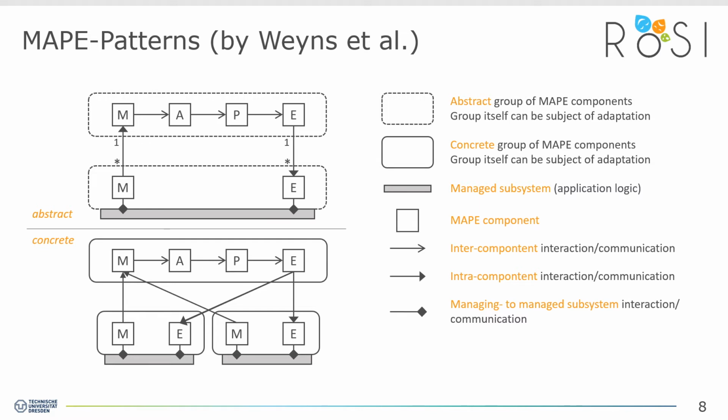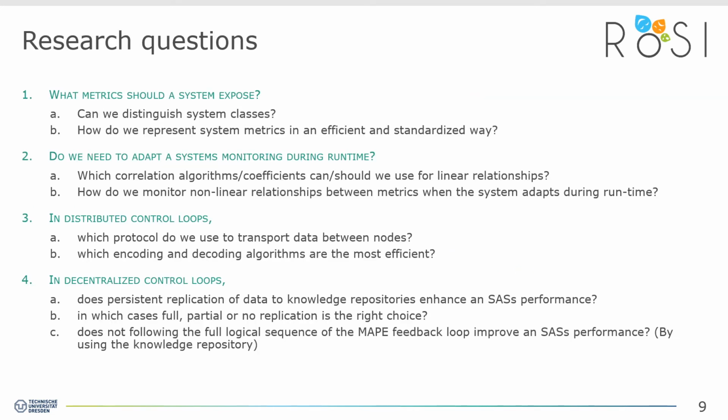The abstract pattern describes groups of MAPE components and how they interact with an underlying managed subsystem. In the previous example, the managed subsystem can be the web server software or the load balancer, for example. The concrete representation of the pattern is one specific configuration for a particular self-adaptive system. MAPE was originally designed as a hierarchical approach, where each level of hierarchy contains instances of all MAPE components. With these patterns, a much finer definition is possible, which is why I use them as a baseline for my work. From this point, my goal is to answer, if possible, all of these questions.